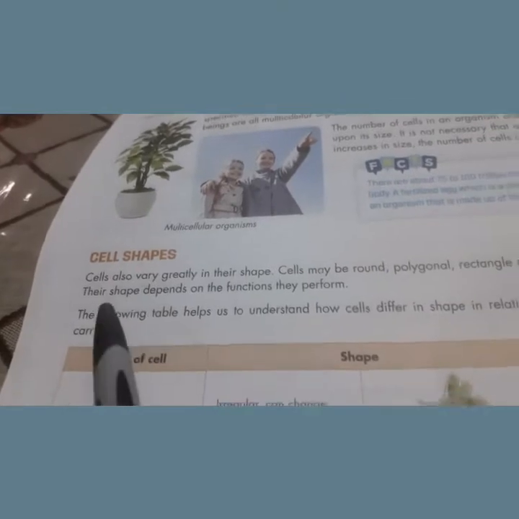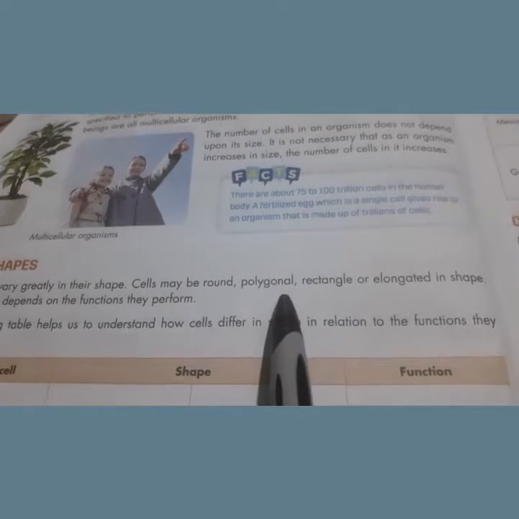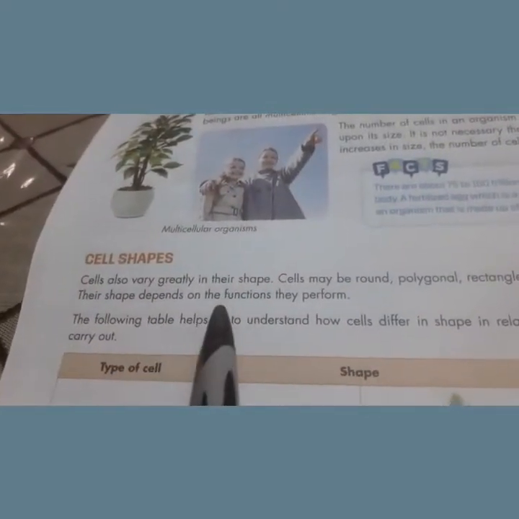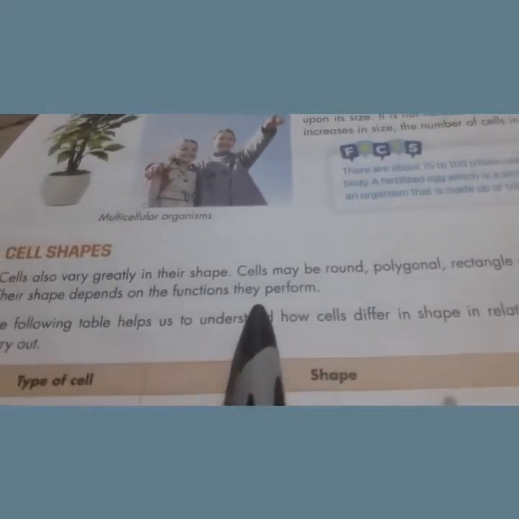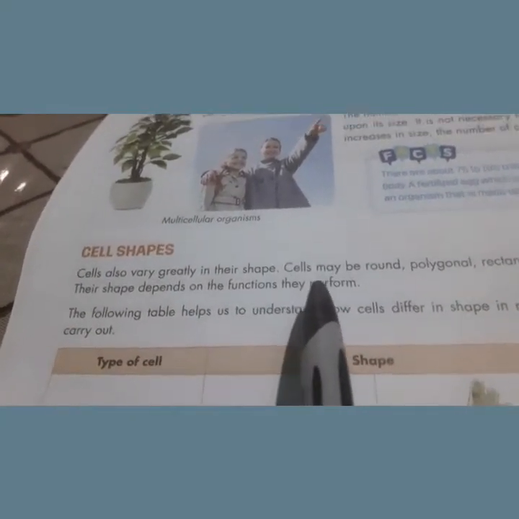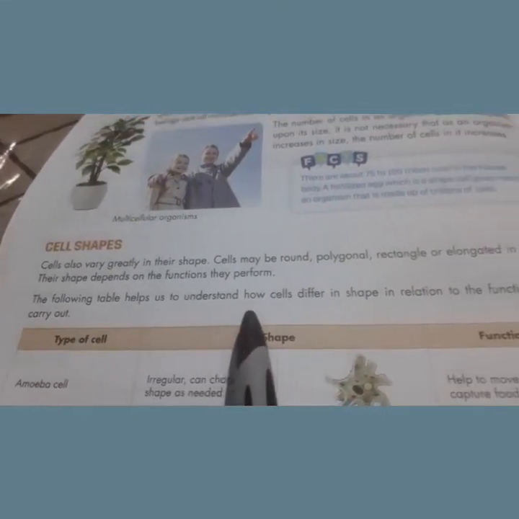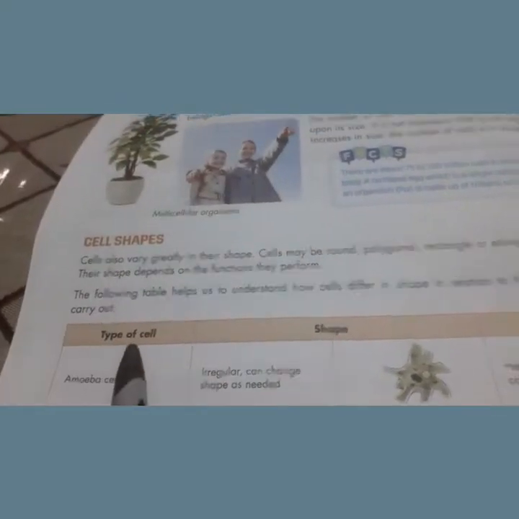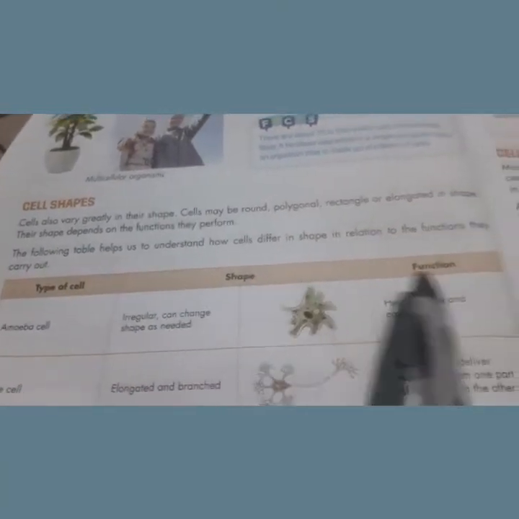Now cell shapes. Cells also vary greatly in their shape. Cells may be round, polygonal, rectangular or elongated in shape. Their shapes depend upon the function they perform. The following table helps us to understand how cells differ in shape in relation to the function they carry out. So: type of cell, shape, function.